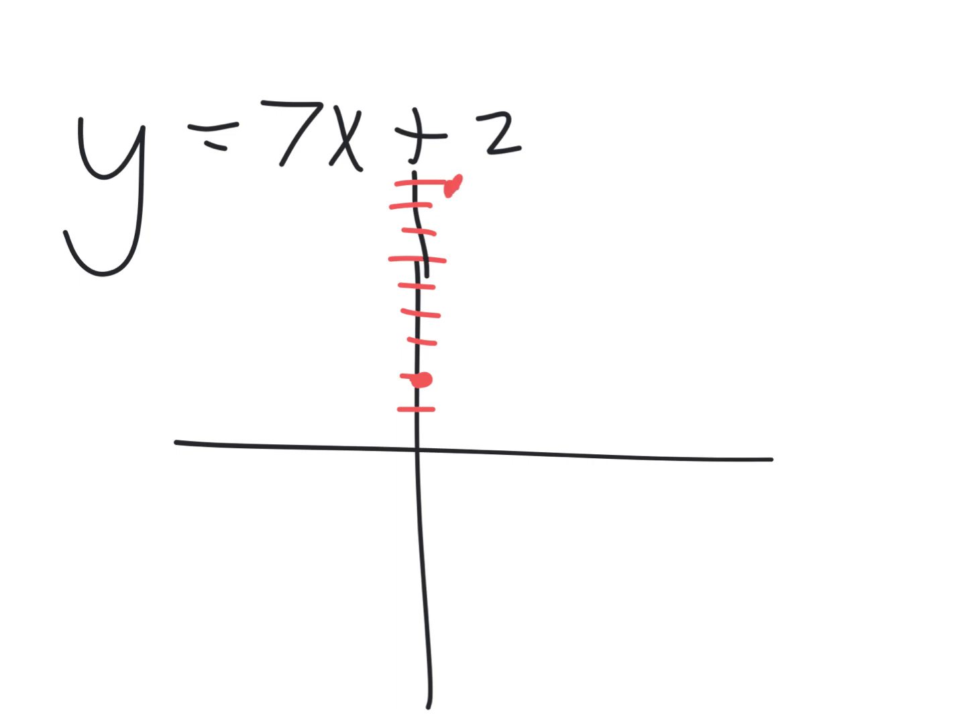Really steep. Missed. Try again. Close enough. There you go. It goes through the y-intercept and has a really steep slope, up 7/1. The worst kind of graph is this kind.